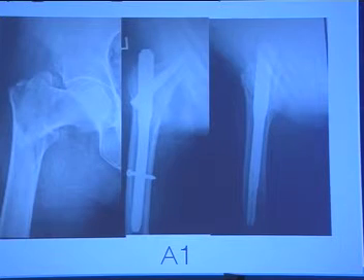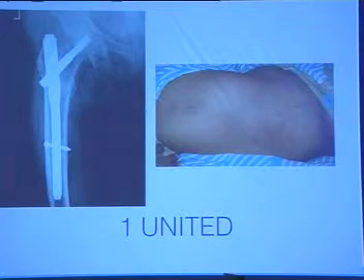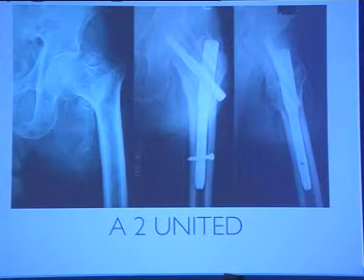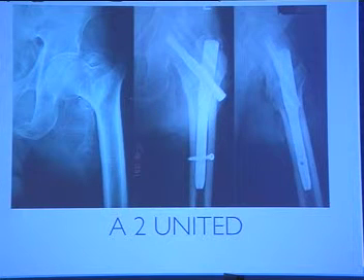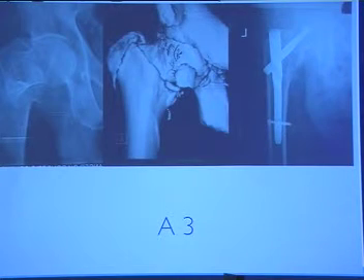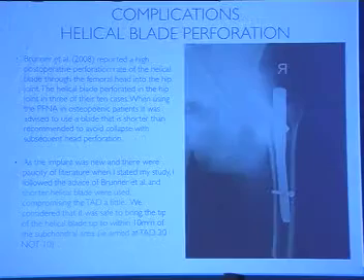These are some examples. This is a type A1 fracture treated with the PFNA, the union. This is an A2 fracture, again treated with the PFNA. And at the union, this is an A3 fracture with the lateral cortex, again treated, and the union.